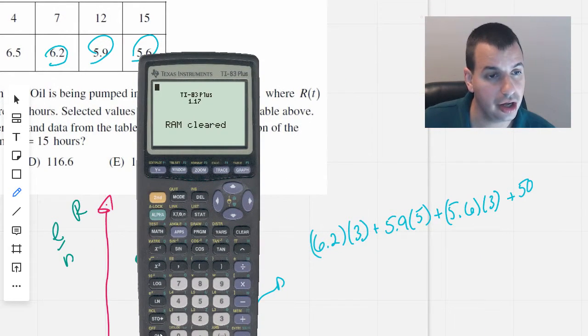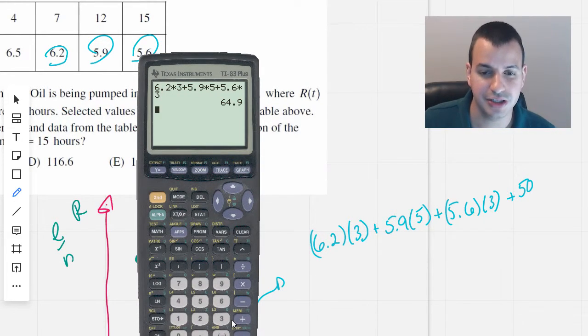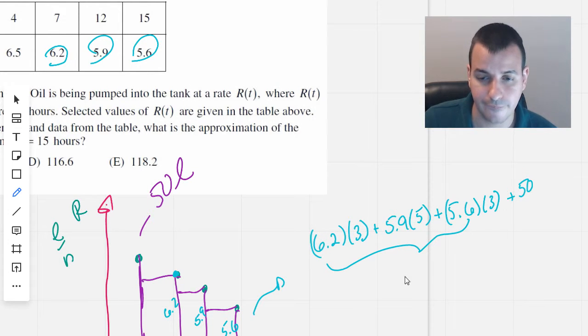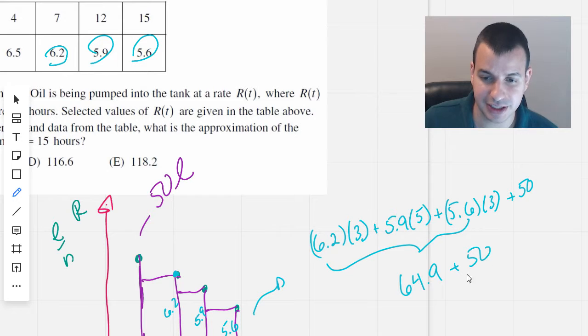We'll do on clear 6.2 times 3 plus 5. Nope, that's a 2. 5.9 times 5 plus 5.6 times 3. And I'll start with this answer. This is 64.9. And then we add 50 to that.